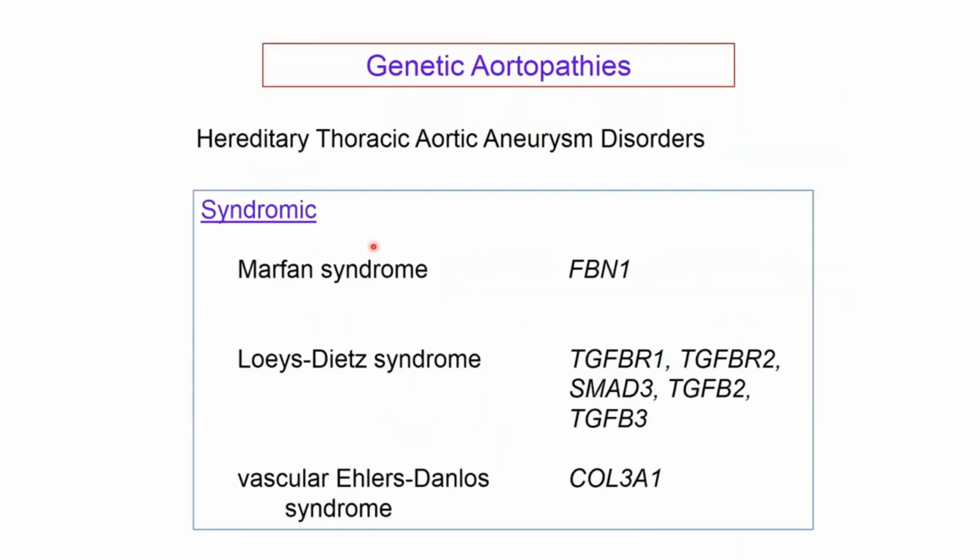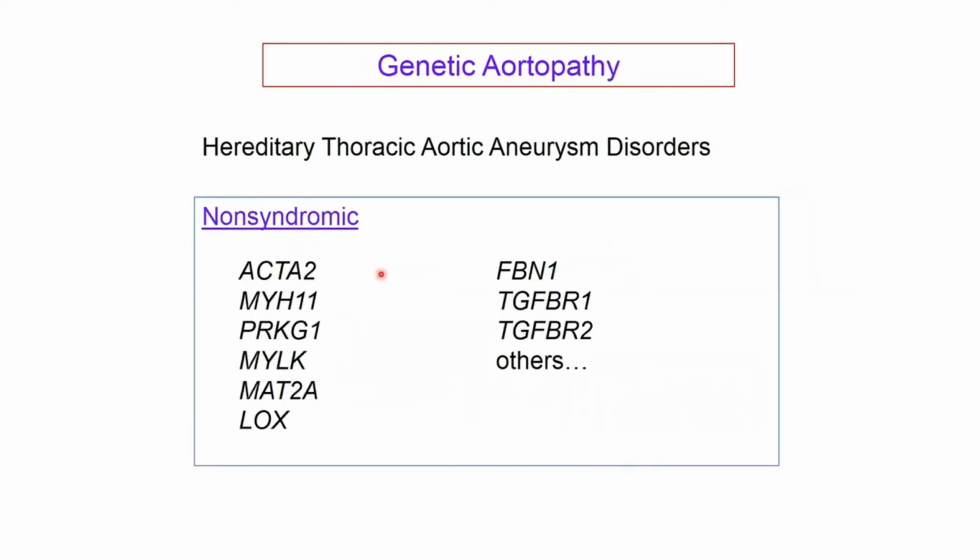When we think about conditions associated with dissection and abnormal aortic wall, first we characterize hereditary aneurysm disorders, some of which have outward recognizable features. We call these syndromic conditions, like Marfan syndrome, Loeys-Dietz syndrome, and vascular Ehlers-Danlos syndrome, with recognizable genetic mutations. Other conditions, and even more common, are non-syndromic hereditary aneurysm disorders. So these run in families and are recognized to be due to several genes, but don't have typical recognizable outward features of a syndrome.